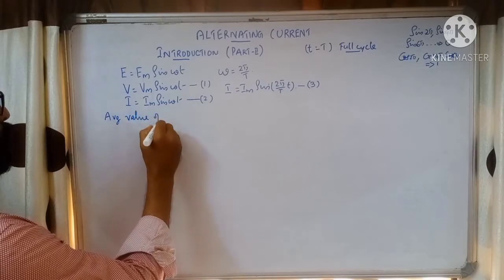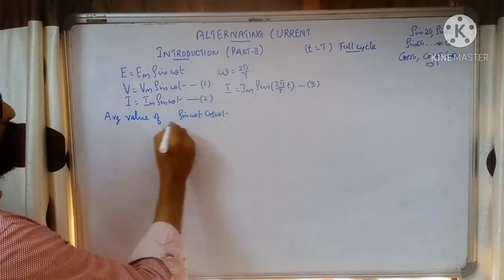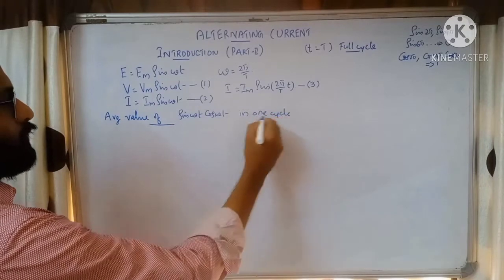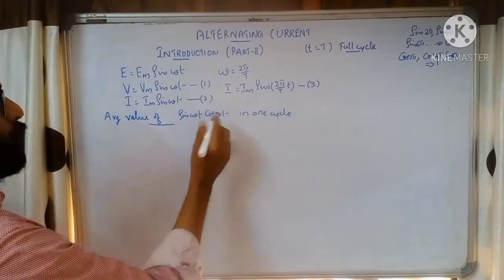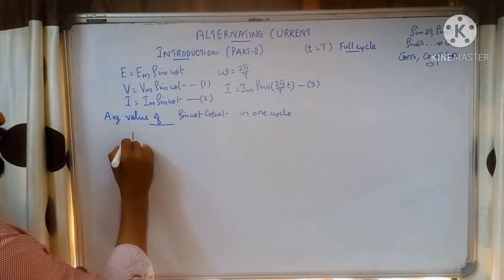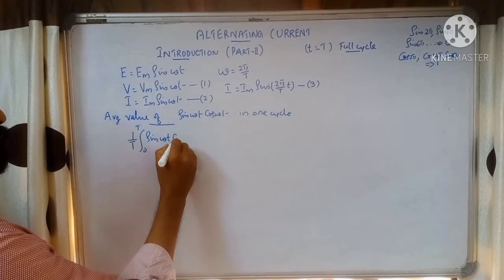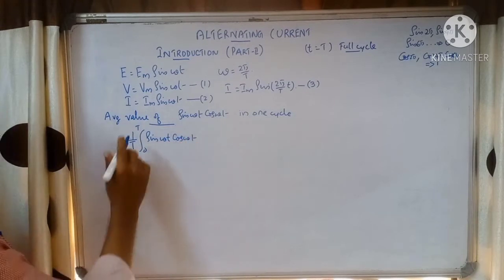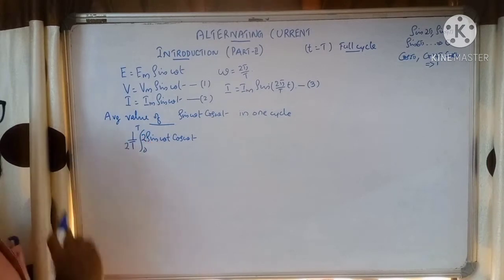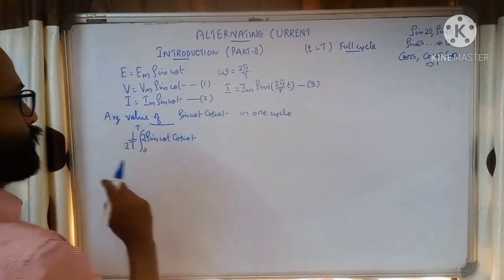the average value of sine omega t cos omega t in one full cycle. How will you do this? We'll take 1 by T integral 0 to T sine omega t cos omega t. We just multiply and divide by 2 here without any change in value. What is 2 sine omega t cos omega t? It is equal to sine 2 omega t.